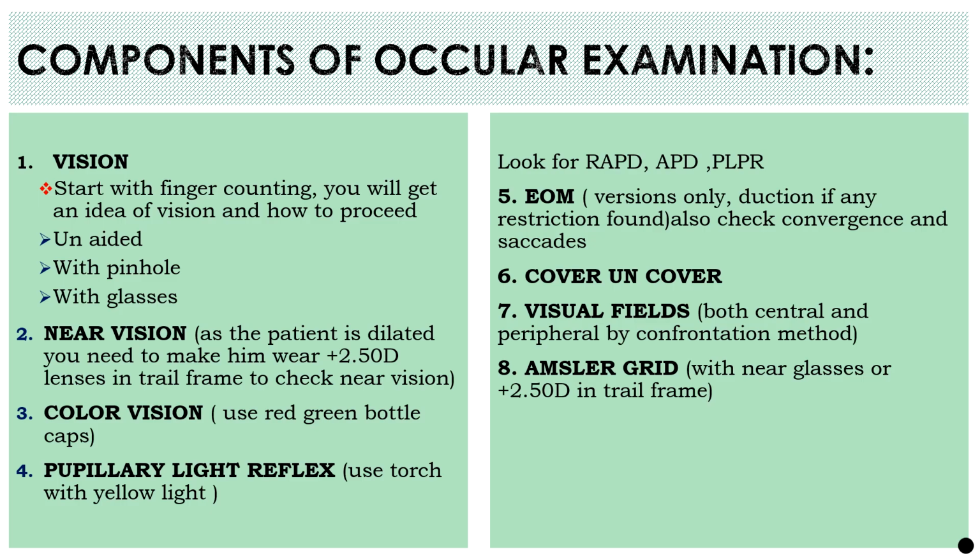Components of examination. As you all know, start with visual acuity. You can start with finger counting, so you will get an idea of how the vision of the patient is. Is it poor or is it good? So you may know how to proceed.